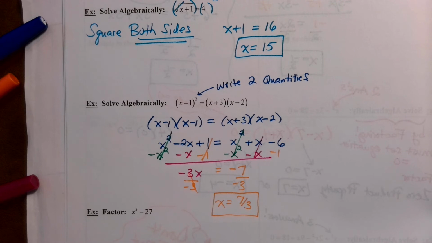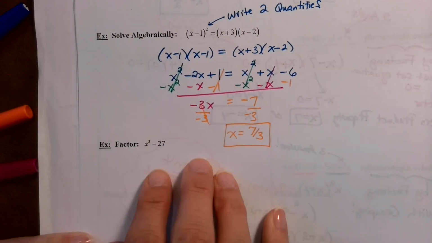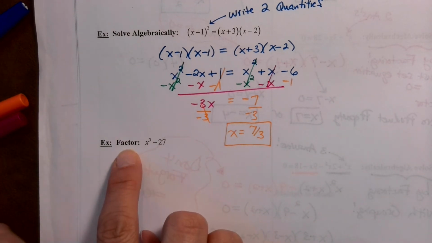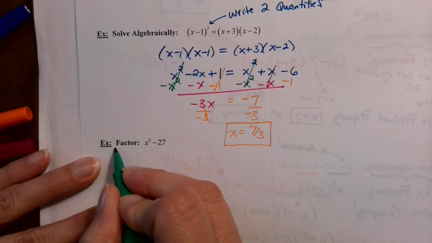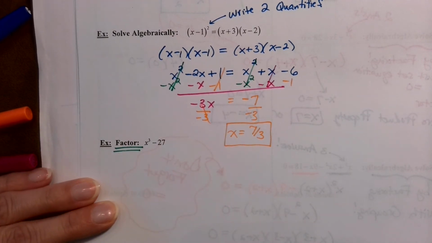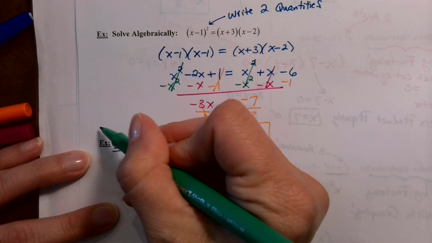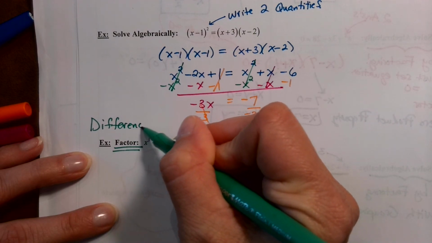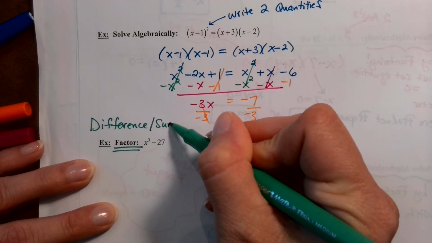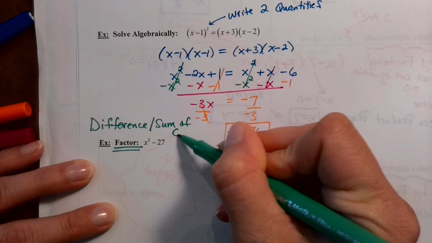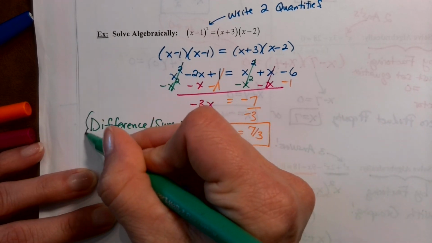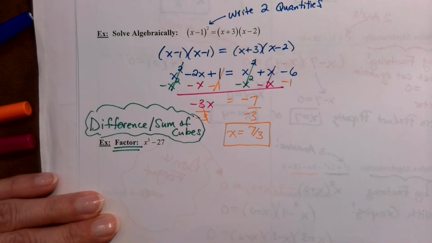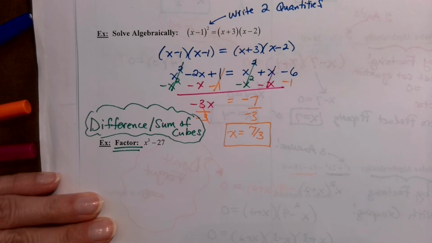Okay. All right, now I know it seems weird, but this last problem here is not an equation. This is a factoring problem. This is the last type of factoring that we never talked about. So we need to write the title here. This is a difference, or you could do a sum if you want, of cubes. It's the last type of factoring that we haven't covered. I saved this one until you got good at all the other ones.